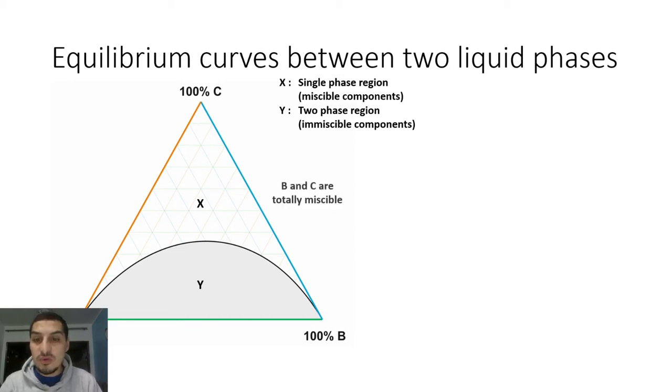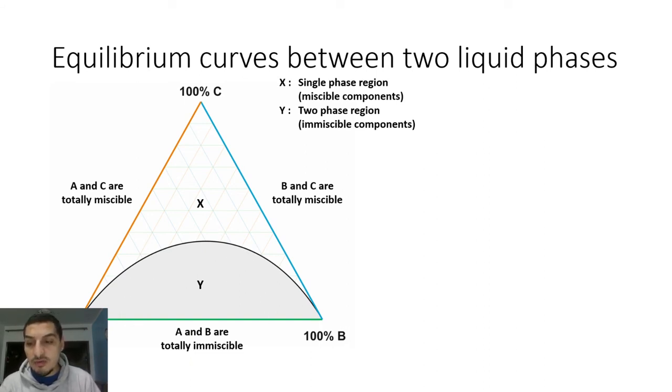So in this case, we would have B and C are totally miscible because you do not have any splitting on this line, and A and C are totally miscible because you do not have any phase splitting on this line. And we said that this is a binary system, this is a binary system, this is a binary system, and in this case A and B are totally immiscible, because you have the two-phase region covering all the length from 0% B to 100% B. So there is no way A and B would have any miscibility. It's like water and oil, for instance. They're never miscible.